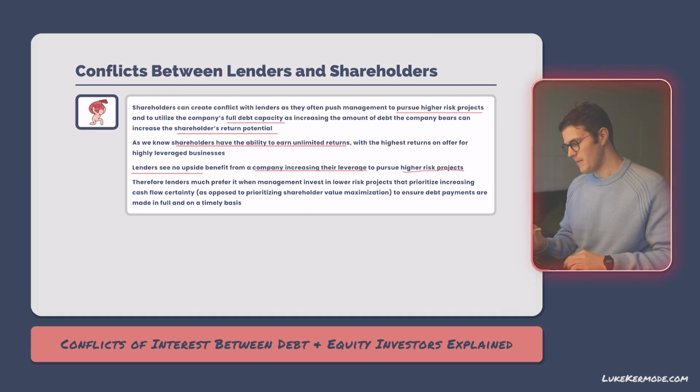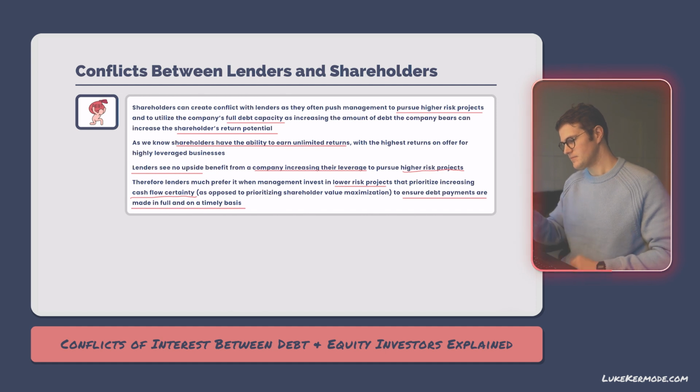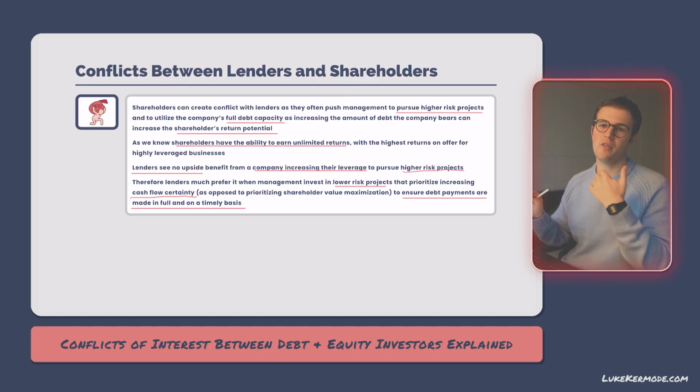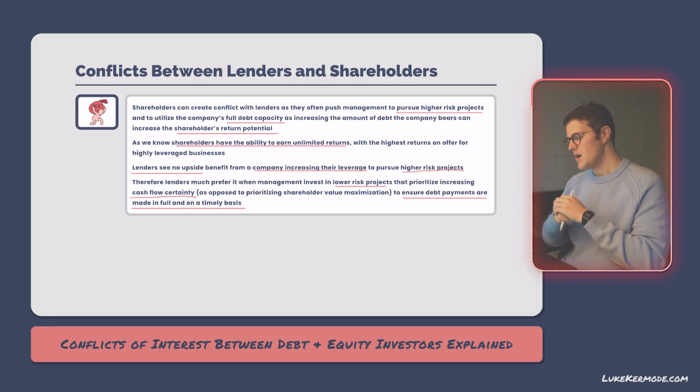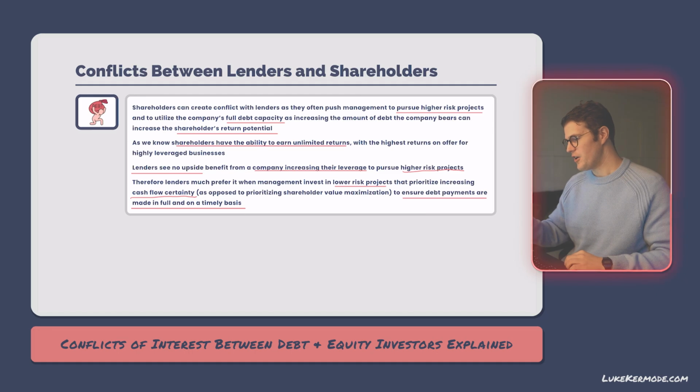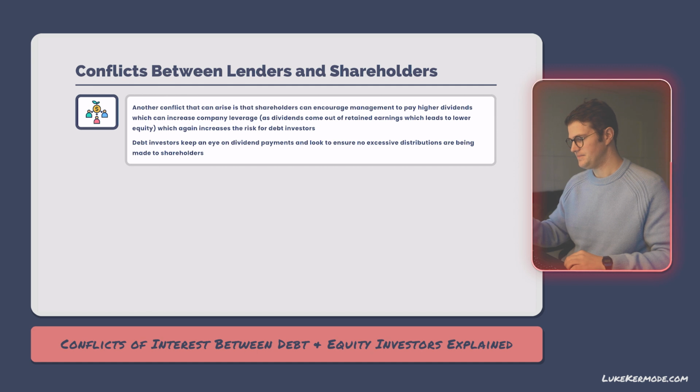So lenders prefer it when management invest in lower risk projects that increase cash flow certainty, ensuring that debt payments are made in full and on time. So that's what lenders want. They want cash flow certainty, low risk. Not necessarily, they don't want the firm to take on no risk, because they want the firm to generate cash flows, and look, firms have to take on risk to generate profit, but they want the firm to take on considered, conservative levels of risk that prioritize cash flow generation and ensure that the debt payments can be made to the lenders.